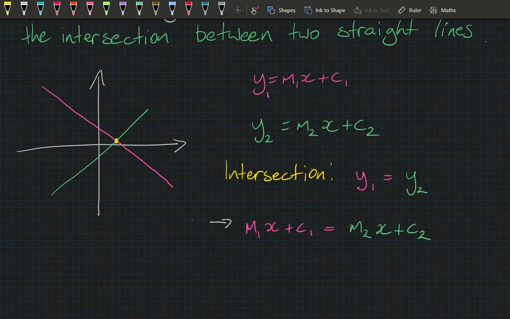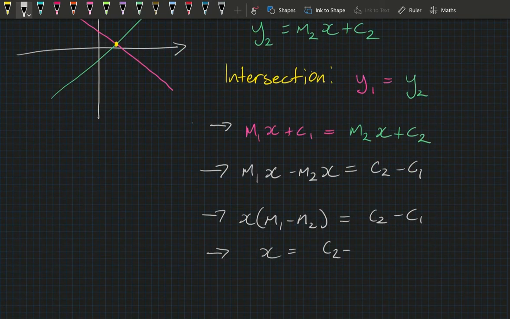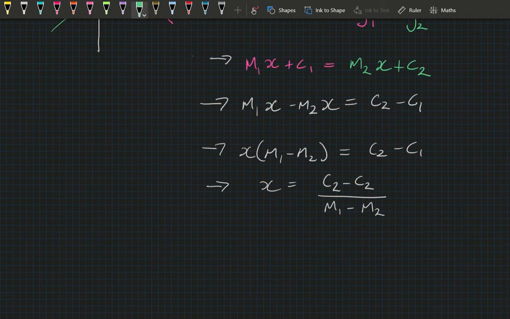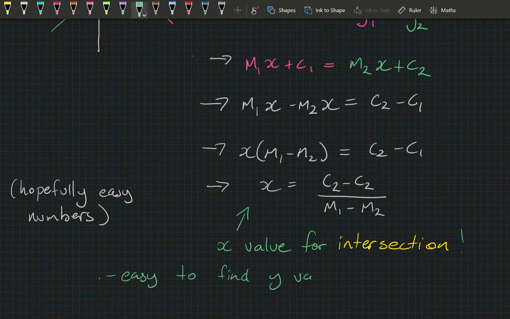And I can rearrange that by putting the x's and c's on each side. And if I want to solve that for x, I'm going to take out the common factor and divide both sides by m1 minus m2. And we've now found the x value for this intersection. And with some luck, that substitution will have some pretty easy numbers. And once we've figured out what that x value is, the next step is to find out what the y value is.